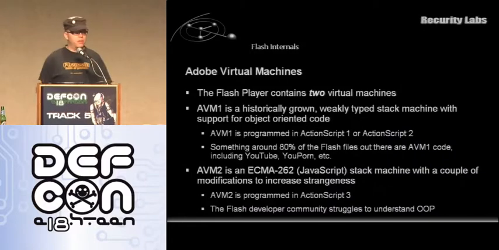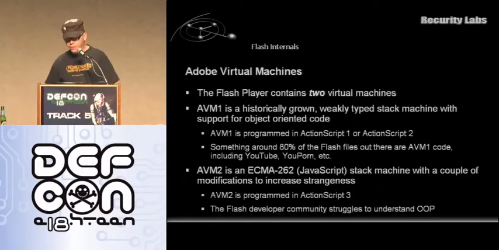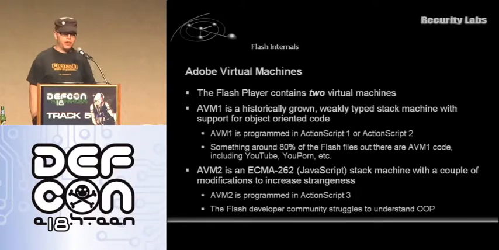Let me tell you a little bit about the Adobe virtual machines within Flash. This is fun, and also a history lesson on how to not do stuff. So the Flash player actually contains 2 virtual machines, completely independent. They're respectively called AVM1 and 2. AVM1 is a historically grown thingy that they came up with in Flash version 4. And something like 80% of the Flash on the internet is still AVM1.